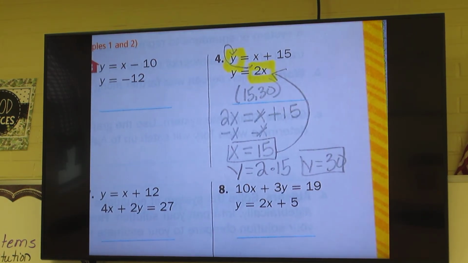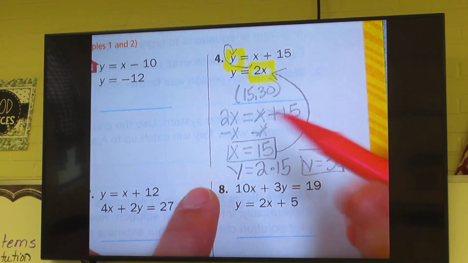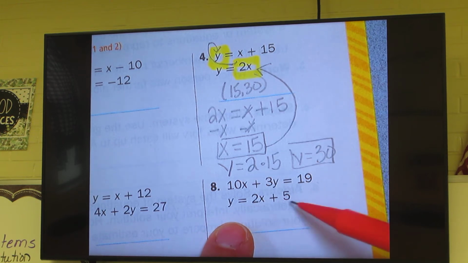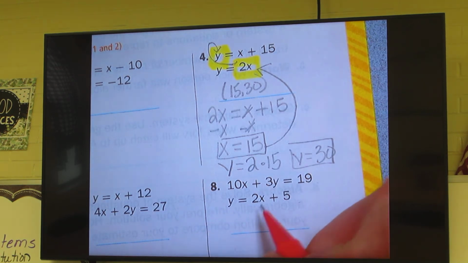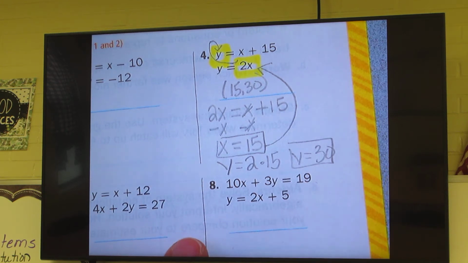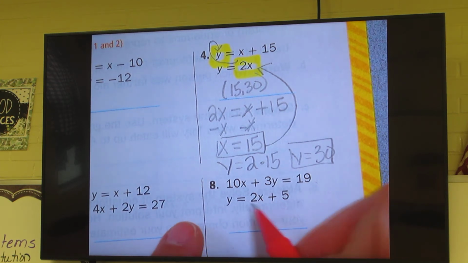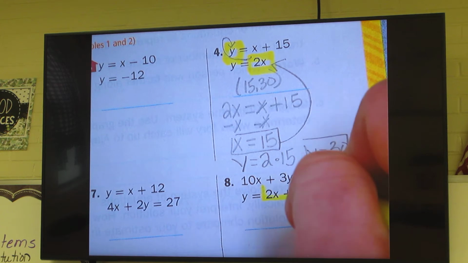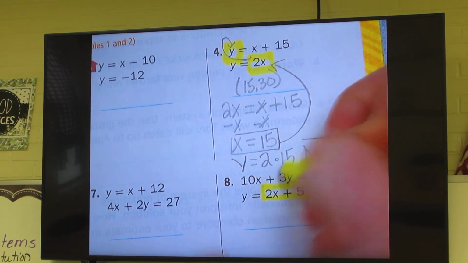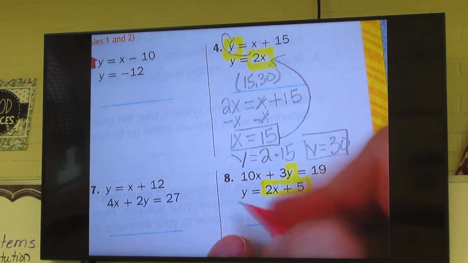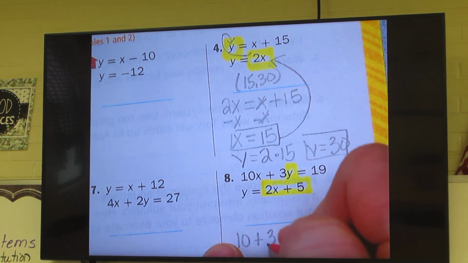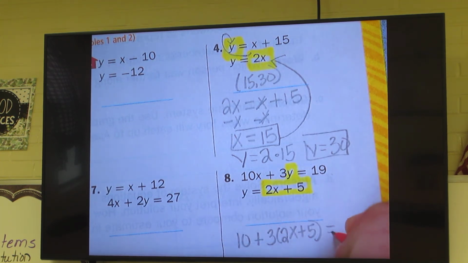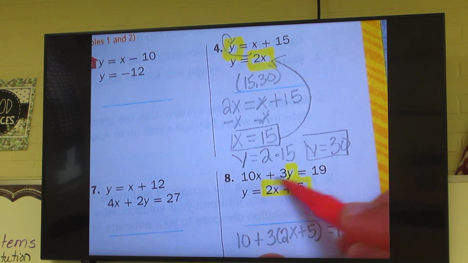Alright, now notice number 8 looks different than number 4, okay? Because in number 4, they were both solved for y. Here we have a standard form equation, and here we have a slope-intercept form equation. Which is actually the perfect setup for substitution. It matches my rules even better. So you find the one that's solved for a variable, which is my second one, because it's solved for y. You take what it's equal to, and you put it in that y spot, okay? So I keep my 10x plus 3, put in this expression, 2x plus 5 equals 19. So I'm plugging this expression into this top equation.